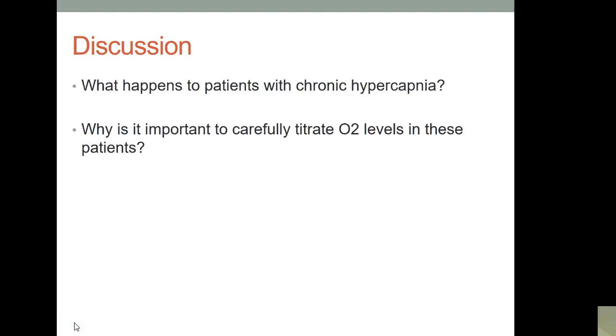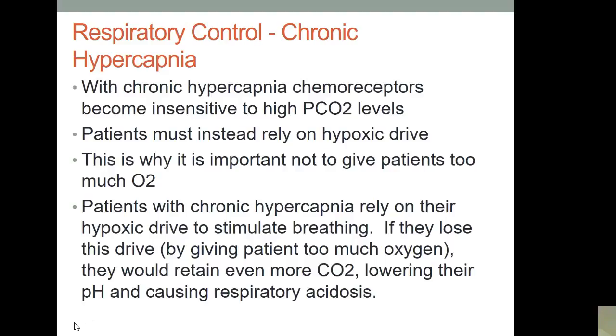Okay, hopefully you have thought about that and come up with some idea. And we'll look at that on the next slide here. So in patients who have chronic hypercapnia, over time those chemoreceptors become insensitive to the high PCO2 levels. Essentially you could say that chemoreceptors get reset to a higher level. So there's a new norm of CO2 for these patients.